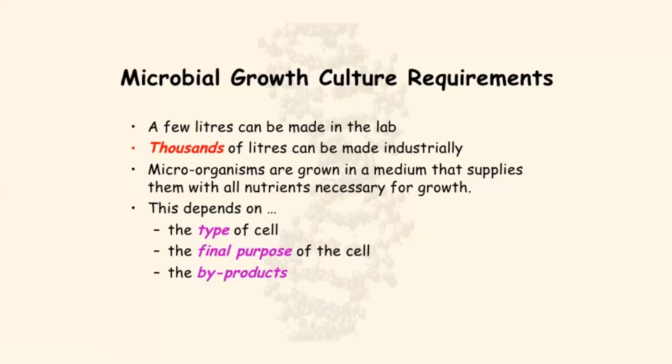As discussed a number of times, a growth medium in which the microorganisms can thrive must have their necessary ingredients, and it depends on the type of the cell, the final purpose of the cell, as well as the byproducts. The byproducts are important because when bacteria thrive, they produce excretory byproducts. And the byproducts themselves can choke them, can poison them. When the byproduct levels and concentrations increase, it could make the bacteria halt their thriving, their production, their synthesis, their reproduction, their division.